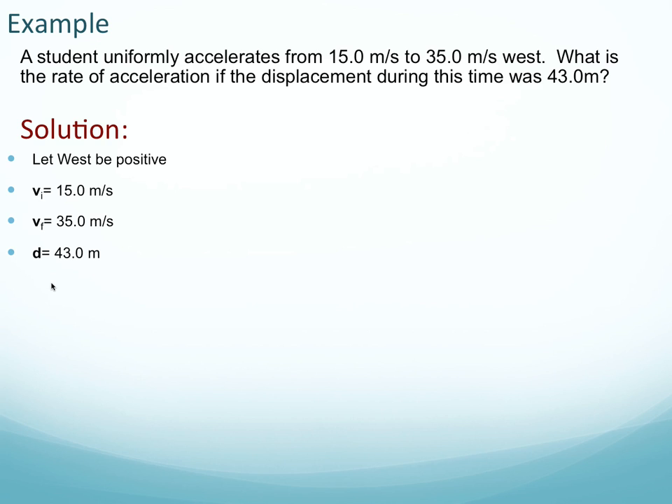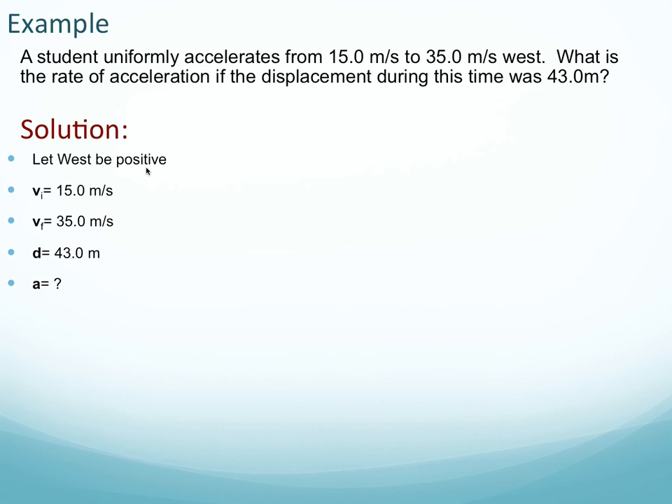It's also a really good idea to write down some kind of claim like, let west be positive. You can set the direction to be positive whatever you want, as long as you're consistent throughout the question. The next step in the GRASP is required. So we're going to write down what we're required to find. In this case, it's the acceleration.